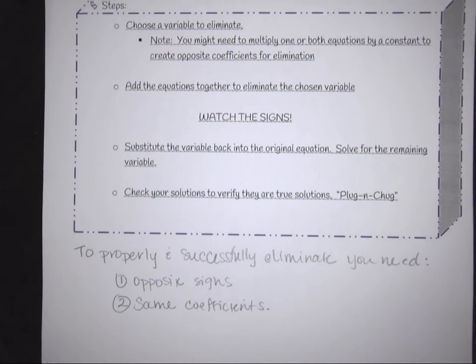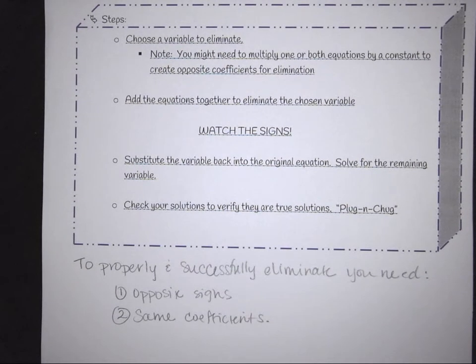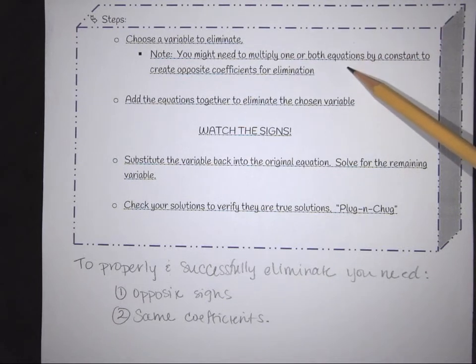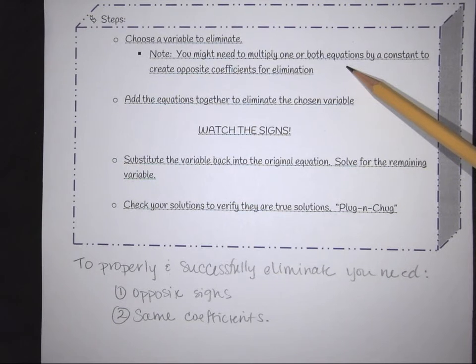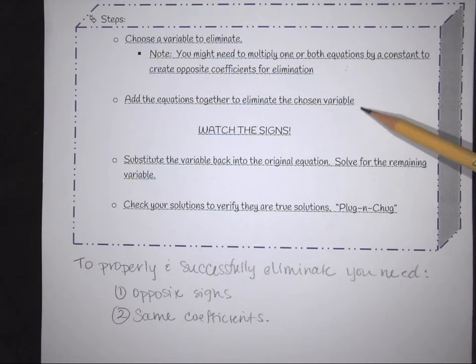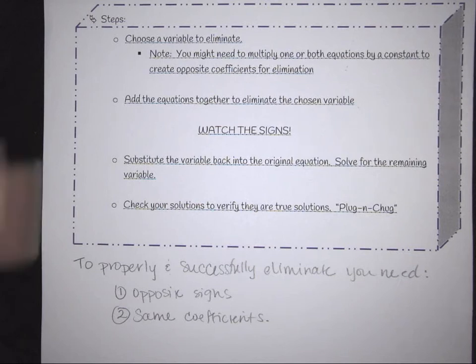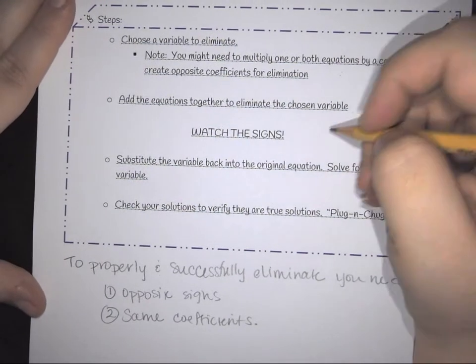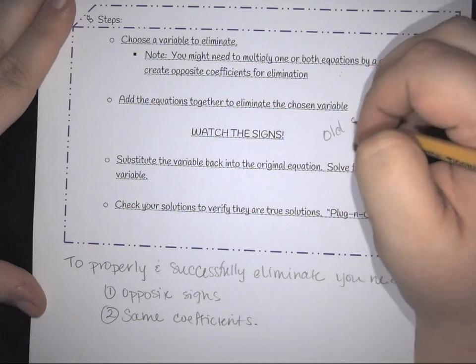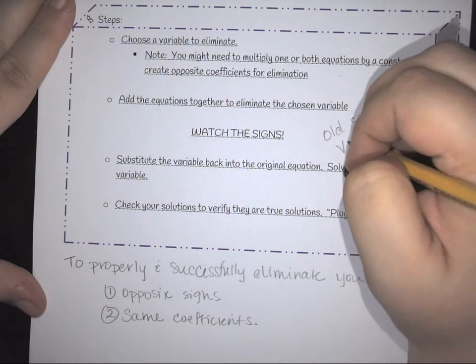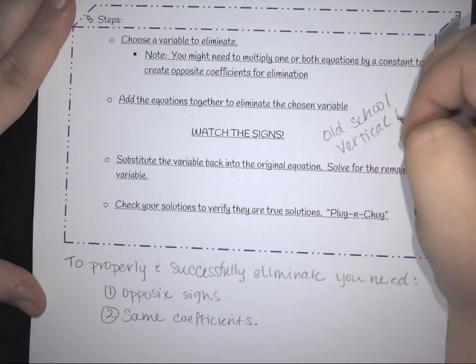So like I said, in some instances it's going to be totally apparent what you need to eliminate first, but in others you may have to create it. To create it would mean that you simply have to multiply one or both of the equations by a constant in order to get you to have opposite signs and the same coefficients. Once you have that, you add your equations together. So in adding them together, what we mean is we are doing old school vertical math or vertical addition.